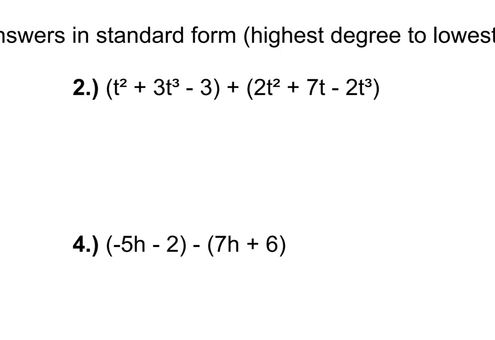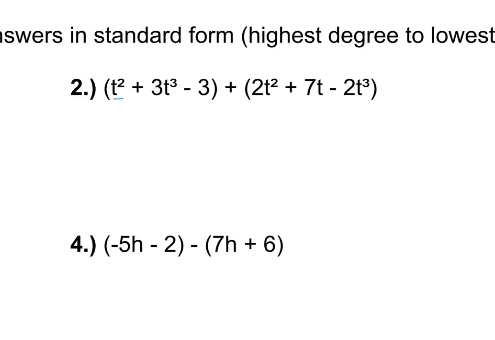Number 2, t squared plus, oh wait, I was wrong. This one's not in standard form. So, okay, no big deal. t squared plus 2t squared, that's 3t squared. So here's what I'm going to do. I'm done with that one, done with that one. So let's do 3t cubed plus negative 2t cubed. That's positive 1t cubed. And since this term is positive, we're just going to go ahead and write plus, right?